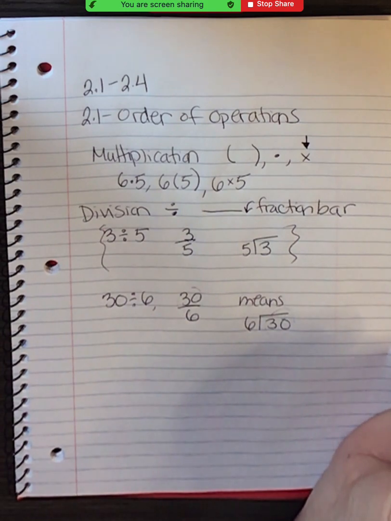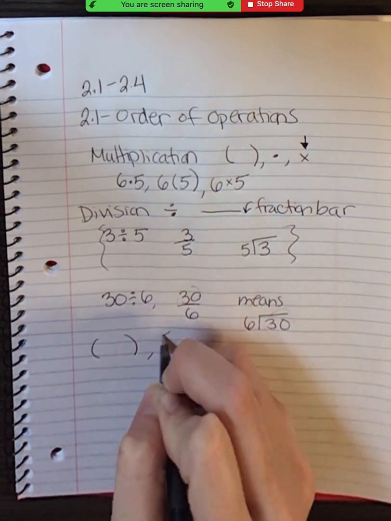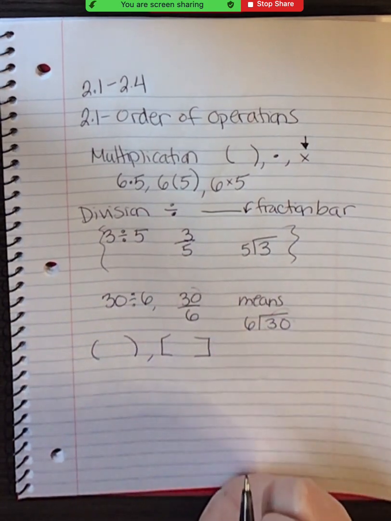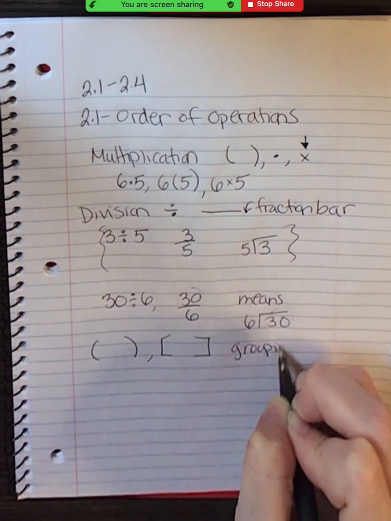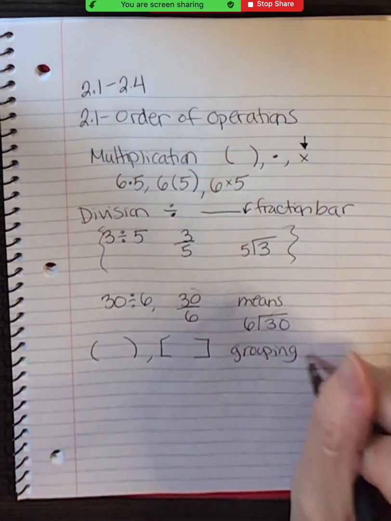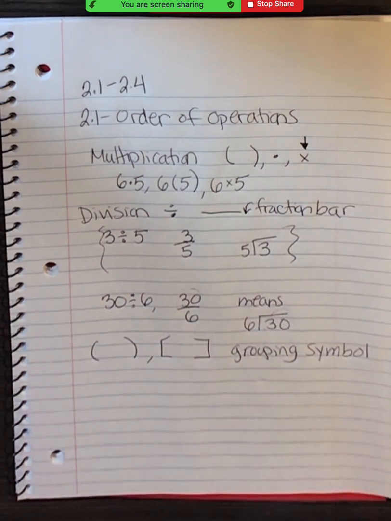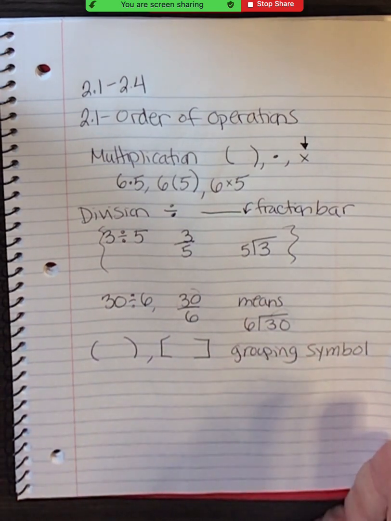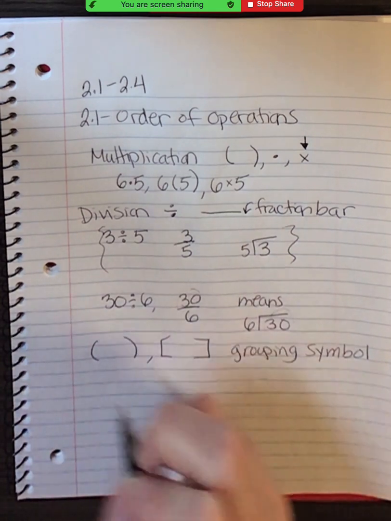So parentheses and brackets are a type of grouping symbol, as well as a multiplication. So using grouping symbols is a way to indicate the order that you want your operations done. So they come first.